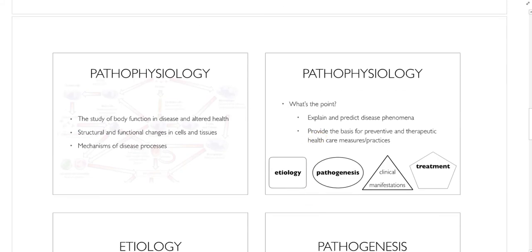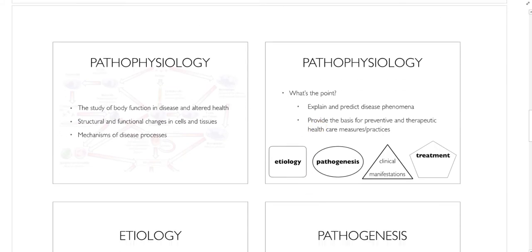Objectives, and so on. This is going to be a pretty brief slide section here. Pathophysiology is just the study of the body function in disease and altered health.